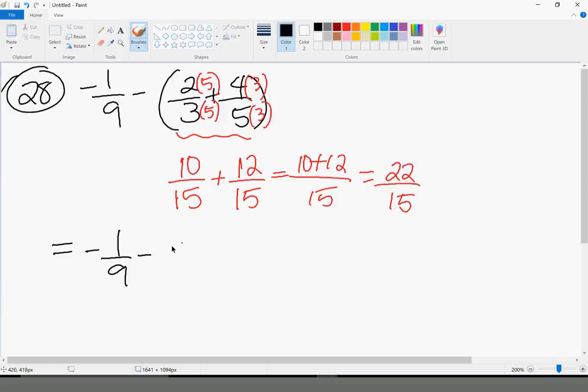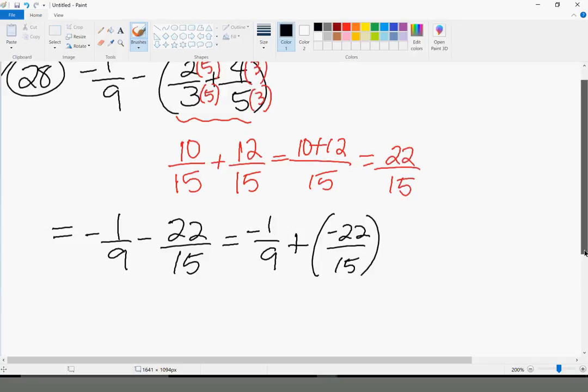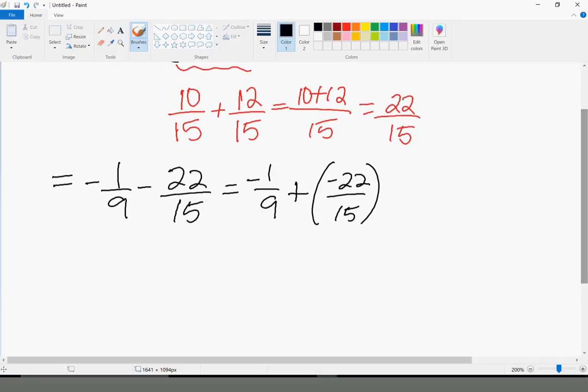So I have negative 1/9 minus 22 over 15. So if I change that to adding the opposite, that'll be negative 1/9 plus the opposite of 22 over 15, which is negative 22 over 15. Okay, so now here I am adding integers. They are the same sign, so I'm going to keep the sign. So it's going to be negative, and then you're just going to add up the fractions. You're going to add the fractions ignoring the signs because we already took care of it out here on the outside.